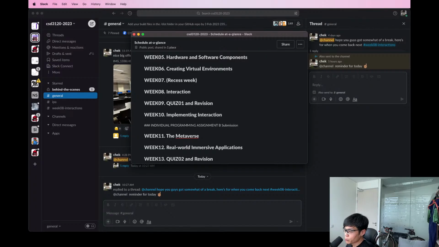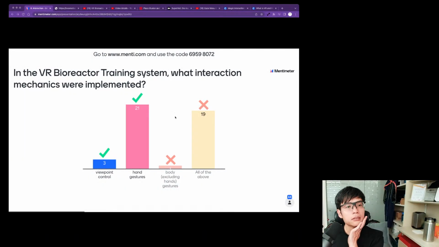And the format would obviously be the lockdown browser format. I assume we have mentioned that enough times that you should have already done that, and I think most of you have. Okay, back to this. I think it's clear: there are no body gestures. It's just viewpoint control and hand gestures.